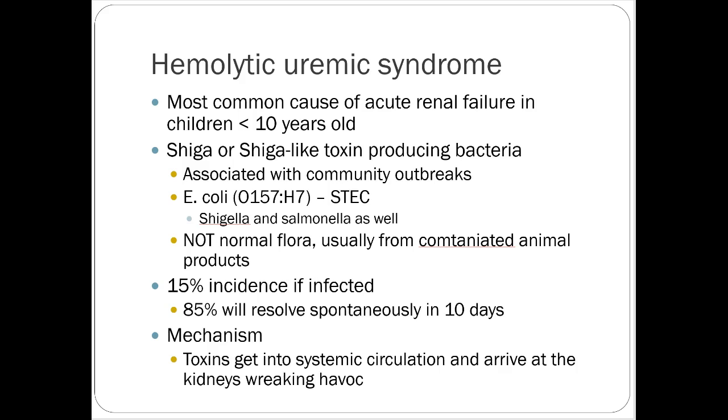Hemolytic uremic syndrome is the most common cause of acute renal failure in kids under 10 years. Not a common thing to happen, but it is something dangerous and we want to watch out for. So Shiga or Shiga-like toxin-producing bacteria are associated with food poisoning outbreaks, so E. coli that is going to be enterohemorrhagic, and Shigella and Salmonella can possibly cause this as well. These aren't normal flora. They're usually from contaminated animal products. You can do a stool sample to test for them.